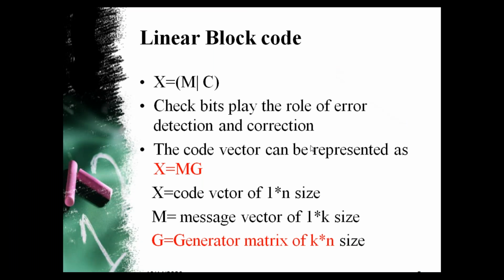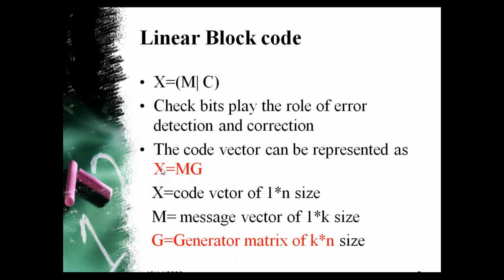Okay, linear block code. Associated with each linear block code, there exists a matrix represented by the capital letter G. G is termed the generator matrix. We can obtain the code word X by multiplying the message with the generator matrix. Therefore, it is represented as X equal to M into G.